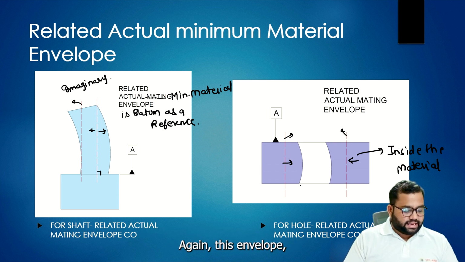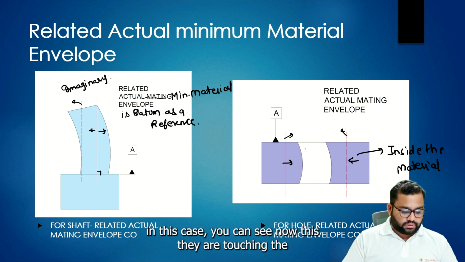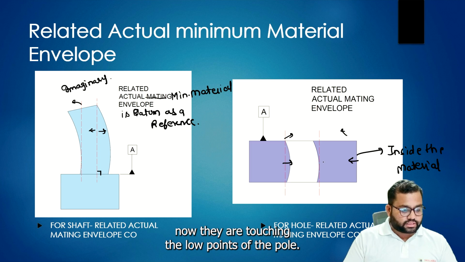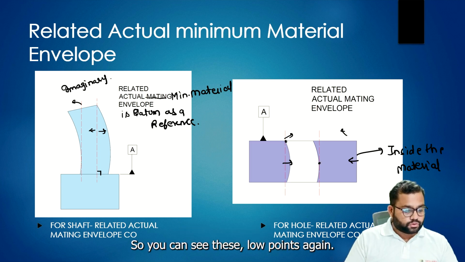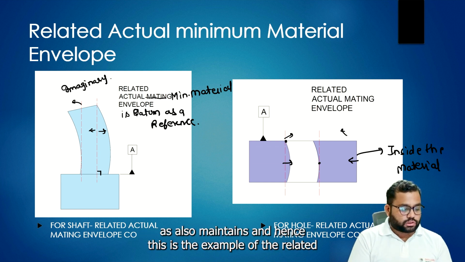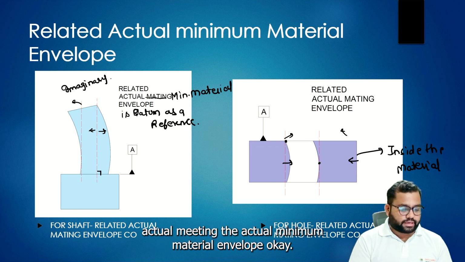Again, in this case you can see they are touching the low points of the hole. Again, this envelope is also taking the datum as a reference for orientation, and hence this is the example of the related actual minimum material envelope.